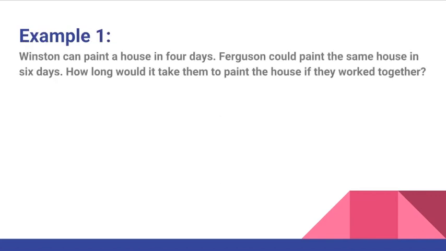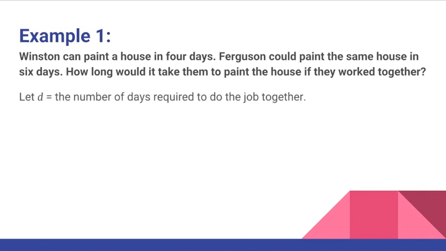So let's look at our first example. It says that Winston can paint a house in 4 days and Ferguson can paint the same house in 6 days. How long would it take them to paint it if they work together? I'm going to figure out what my variables are going to be. Let's set D equal to the number of days required to do the job together. Our unit variable here is going to be 1 day.